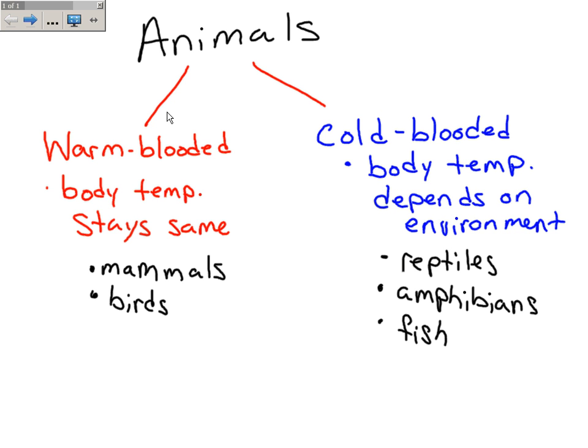That's why when it's cold outside, it's not a great time to go fishing, because those fish aren't going to bite. They're not going very far because they're cold. The water's cold. They're going to try and huddle down where it's warm. So these are two ways that we classify animals, by their blood type: warm-blooded and cold-blooded.